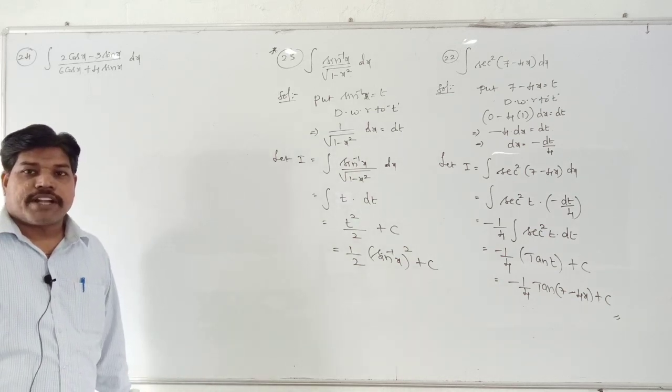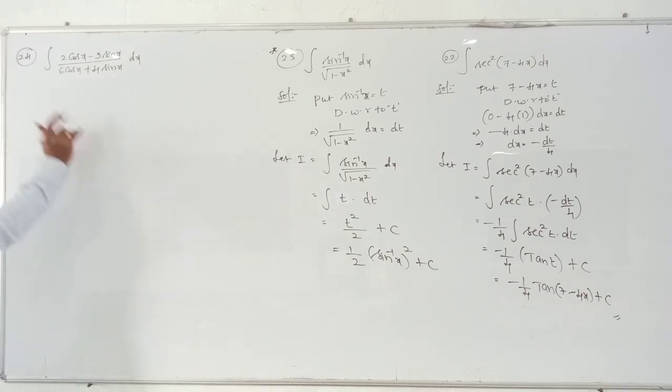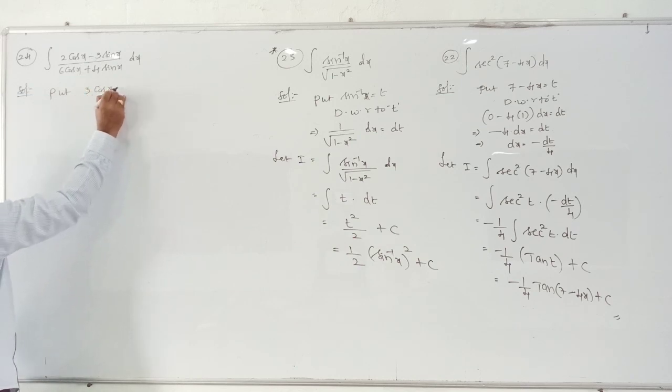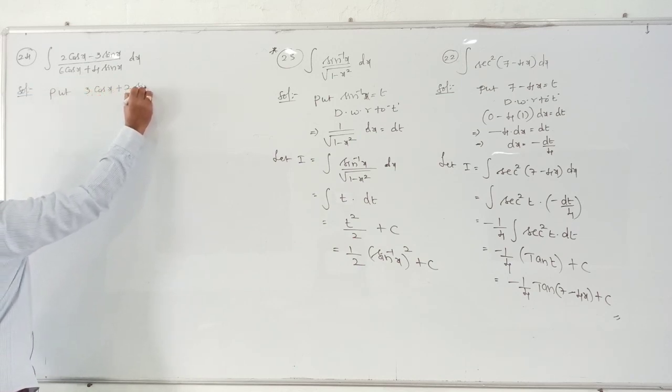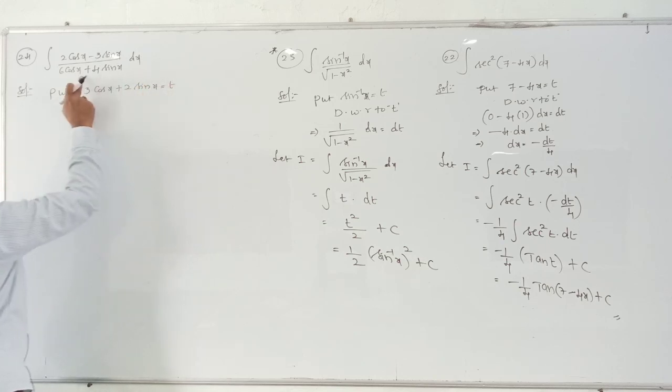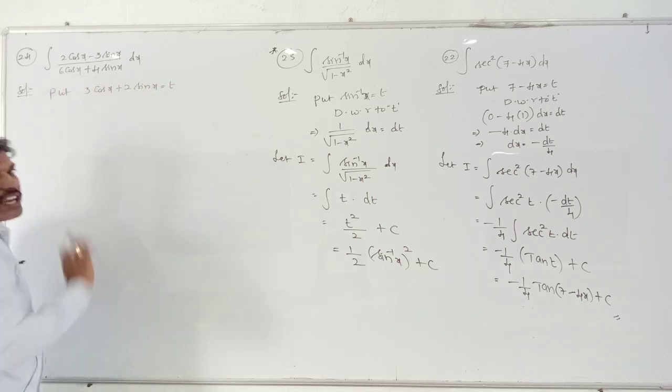So see that question, students, how to solve this question. See the solution first. First I will take that. If you take the 2 common here, it will become 3 cos x plus 2 sin x. Yes or no? If you take the 2 common, it will become 3 cos x plus 2 sin x. I will take 3 cos x plus 2 sin x equal to t. I am taking the 2 common. The remaining term is 3 cos x plus 2 sin x. I am taking it as t.